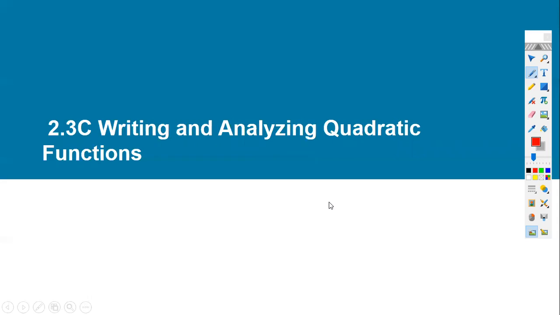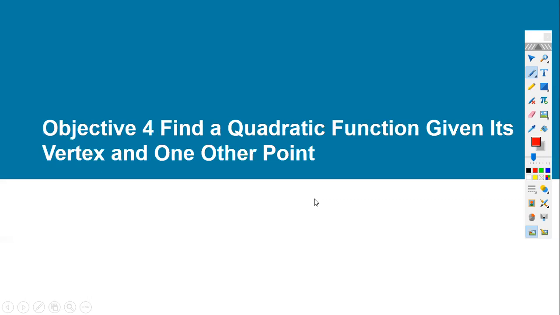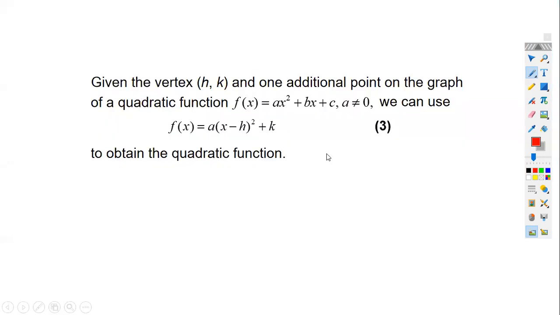It's all good. All right, so the last part is 2.3c. It should be at the bottom. And the part of objective of 2.3 is finding a quadratic given its vertex and one other point. Okay, so given the vertex and one other point. Here we have, given the vertex (h, k) and one additional point on the graph of a quadratic, f of x equals ax squared plus bx plus c, where a cannot equal 0, we can use f of x equals a times (x minus h) squared plus k to obtain the quadratic function.